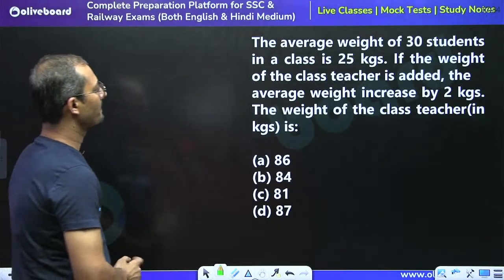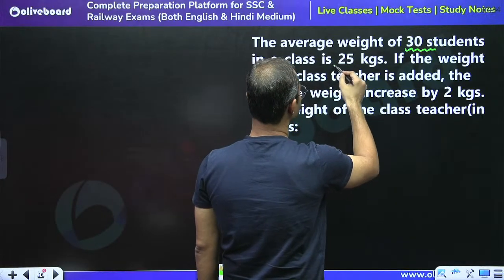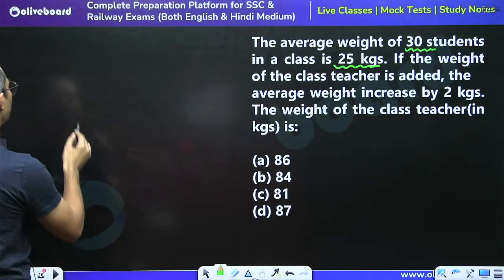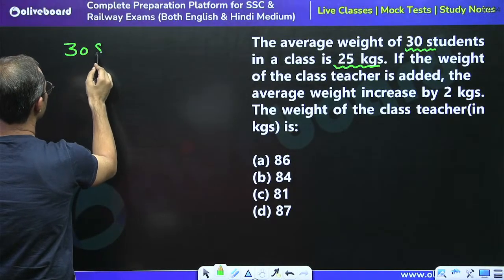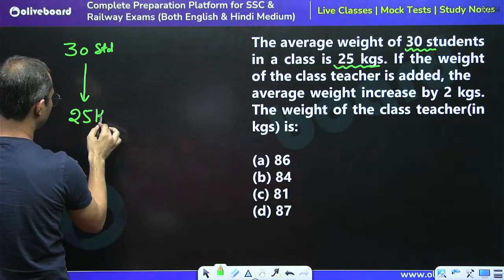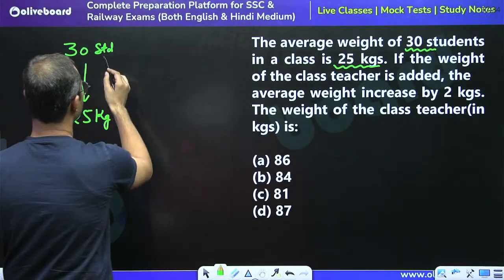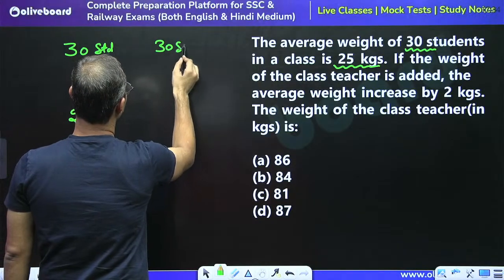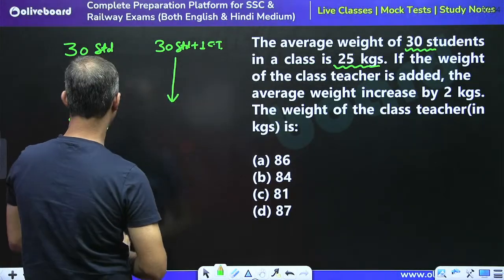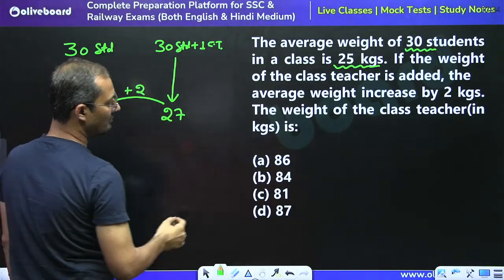See, the question is saying the average weight of 30 students in a class is 25 kg, right? If the weight of the class teacher is added, it means this would become 30 students plus class teacher, right? So now the average increases by 2. It means the average becomes 27 kg, right? So we have to calculate the weight of the class teacher.